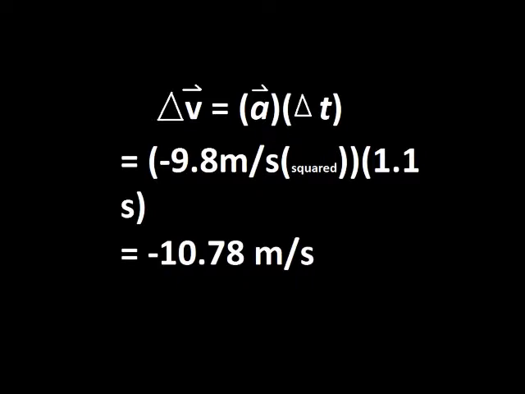Now you might be wondering, why is it negative 9.8 meters per second squared and not positive 9.8? That's because downwards is considered a negative value. So after plugging everything into the equation, we get negative 10.78 meters per second. This means that I had a velocity of 10.78 meters per second downwards when I hit the water.